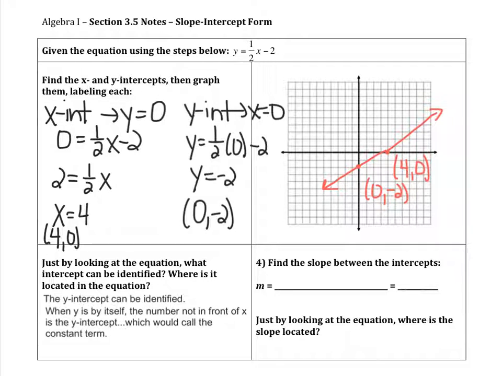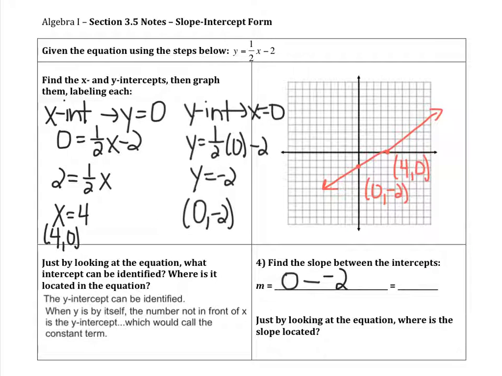We have 2 points, (4, 0) and (0, negative 2). Remember, we can find the slope by doing y2 minus y1 over x2 minus x1. So let's start with this point first. So let's start with this y value. If I start with 0 in the numerator, 0 minus the other y coordinate was negative 2. So 0 minus negative 2.